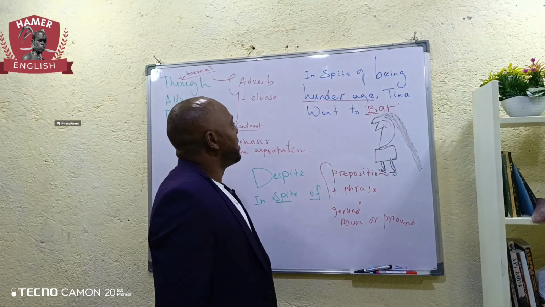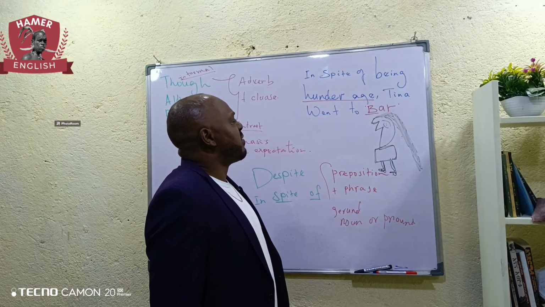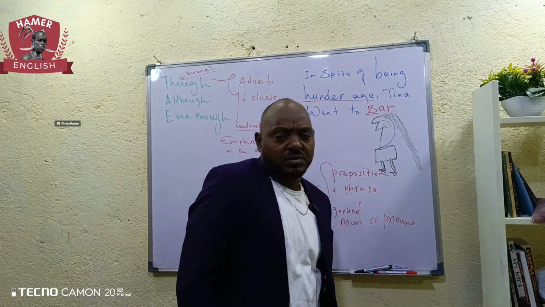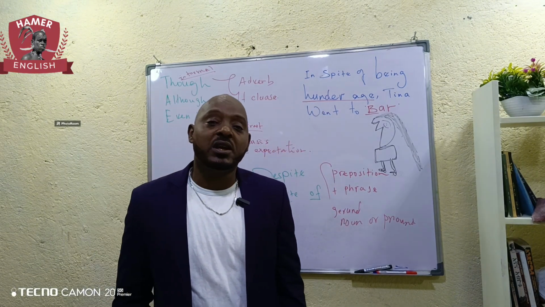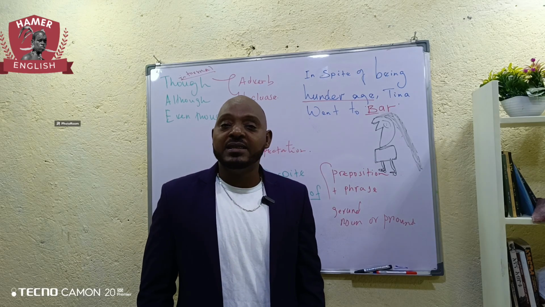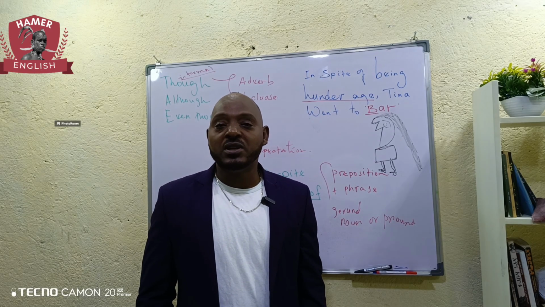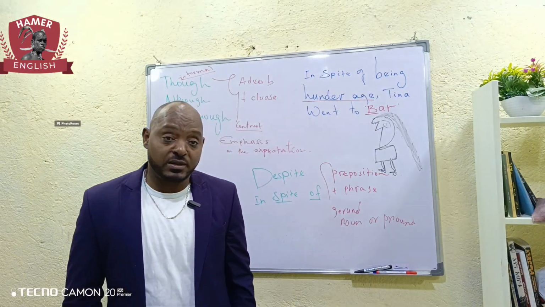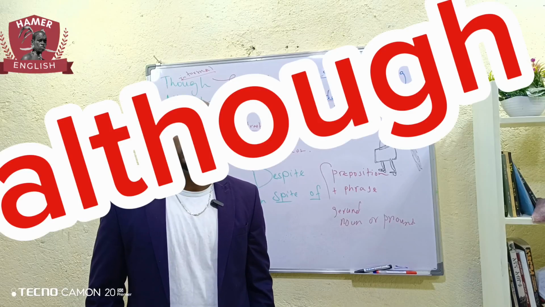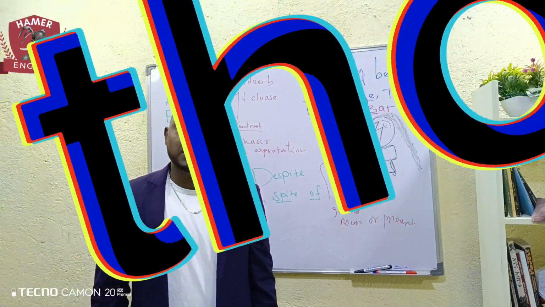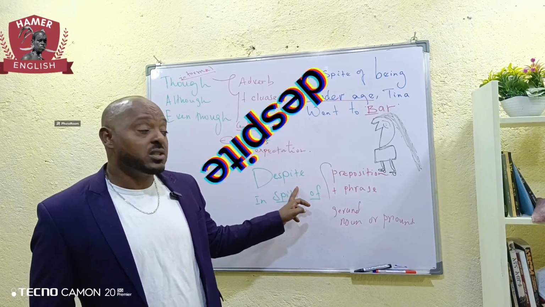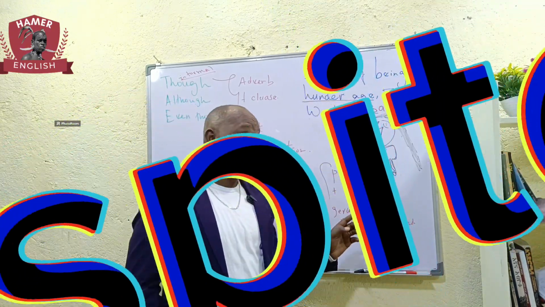Right, look at it. In spite of being underage... Most of the time the exam is easy, but most students are failing, right? It has to be similar. Though, although, and even though. Yes, although, though, even though. Despite and in spite of.